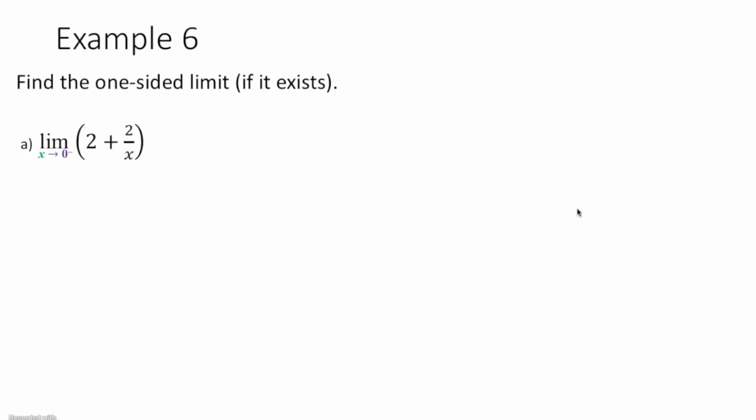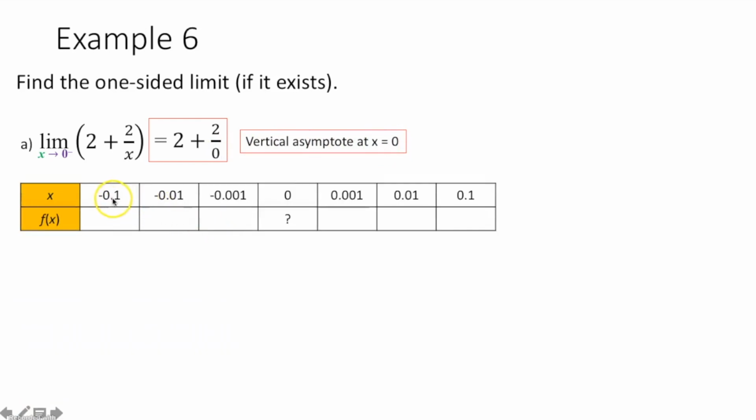Example 6 is find the one-sided limit if it exists. So again, we evaluate, we plug in 0 for x and see if we get an answer. Clearly, we have something that is undefined, meaning that we have a vertical asymptote at x is equal to 0. We then create our table, making 3 x values to the left or less than 0 and 3 x values to the right or greater than 0.